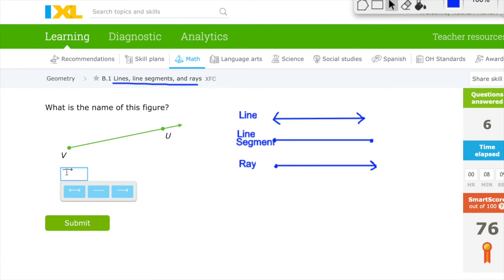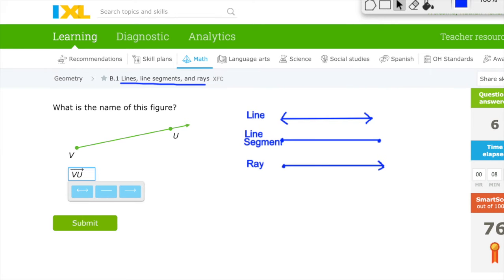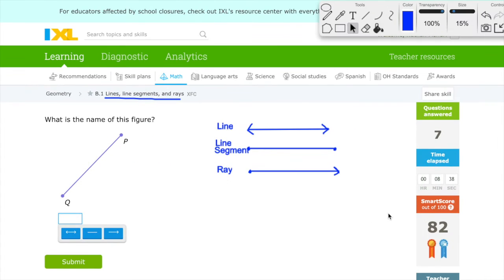Now with a ray, it depends on what type of geometry you're dealing with. For this, it's best that we label from the end that doesn't have the arrow, V, to the one that does, U. So even if it's not necessarily in alphabetical order, it's based on the picture. It lines up. The V is with the stopping point, the U is with the arrow. And that would take us to an 80.